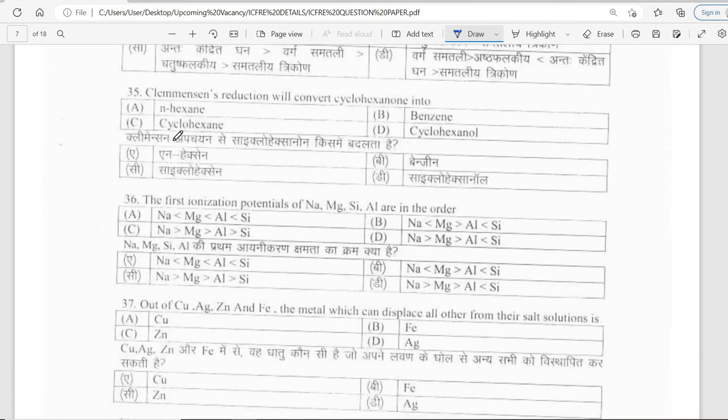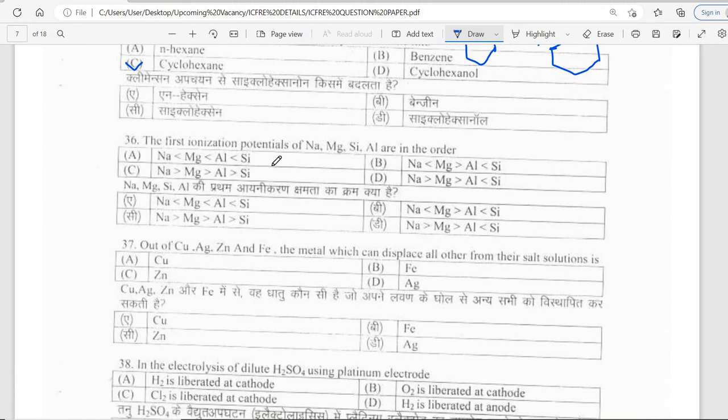Clemmensen reduction will convert cyclohexanone. The reagent we have to use is zinc amalgam and HCl. It can reduce the carbonyl carbon to a methylene carbon. So cyclohexanone means the ring with one carbonyl group on the top side. The Clemmensen reduction gives this type of compound, called cyclohexane. So cyclohexane, this is option C.